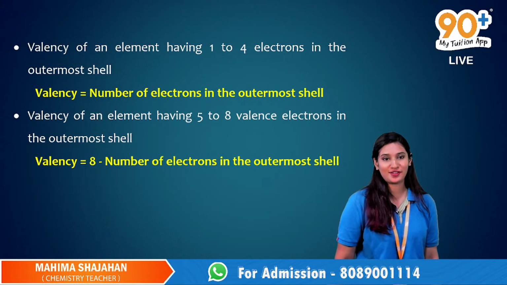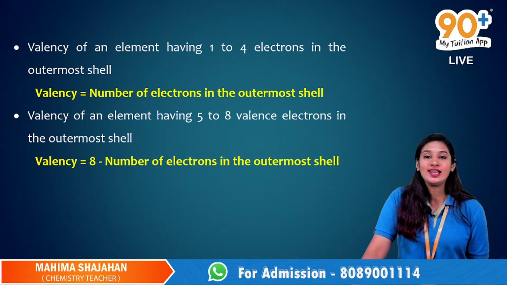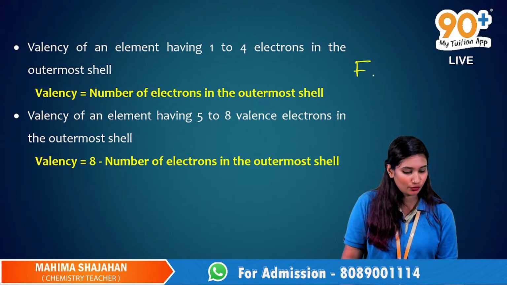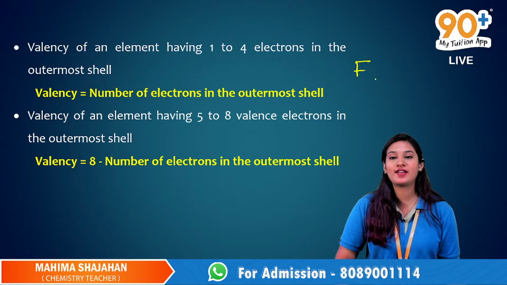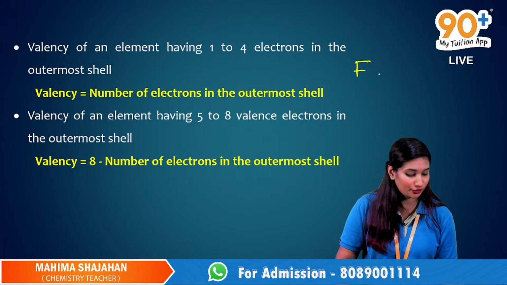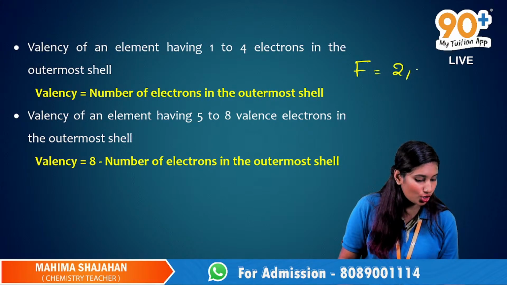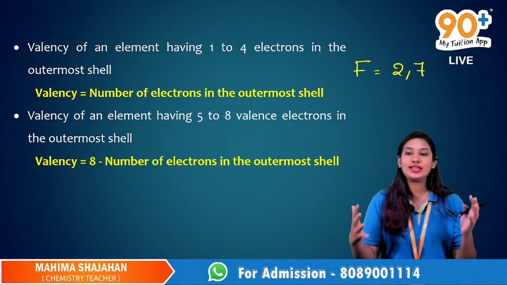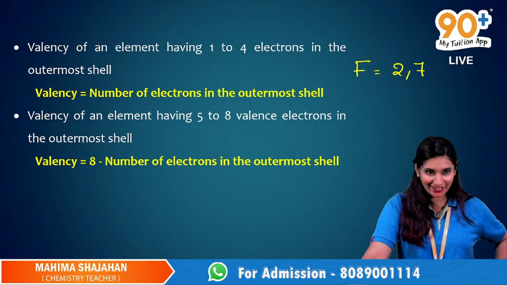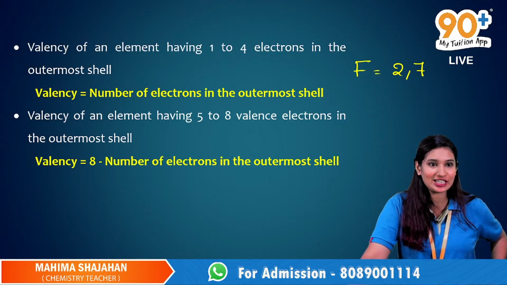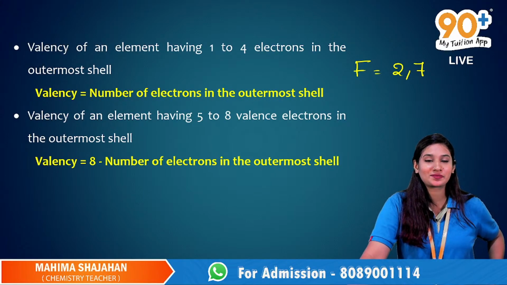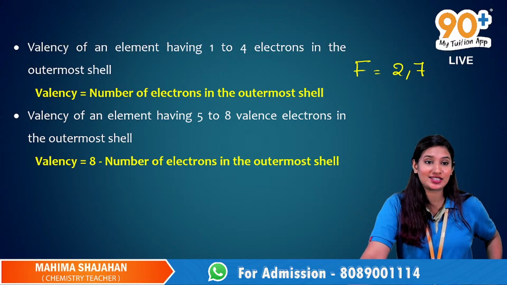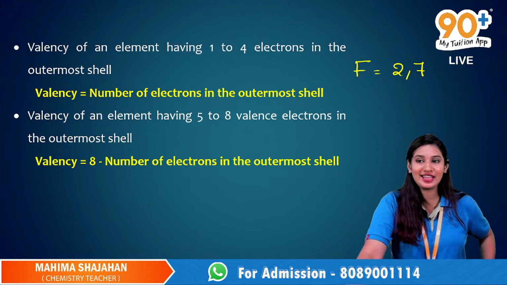Very good. Keep commenting. Now, one more question. What about fluorine? How to find the valency of fluorine? The electronic configuration of fluorine is 2,7. Now, quickly comment the valency. Very good. It's not 7. How will you get it?